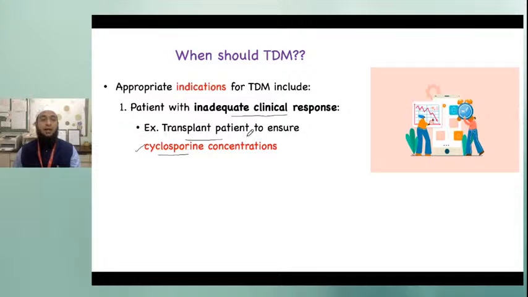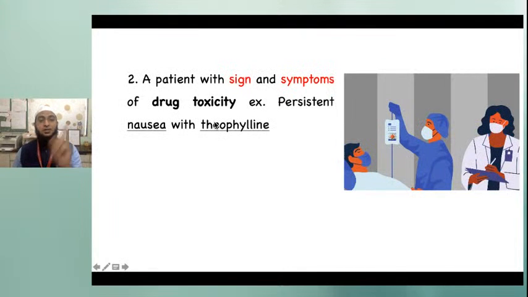So to avoid the risk of organ rejection, you can measure the concentration of the cyclosporine in the plasma. So you can reduce the risk of the transplant rejection. So this is the first indication: a patient with a transplantation or an unusual clinical response.